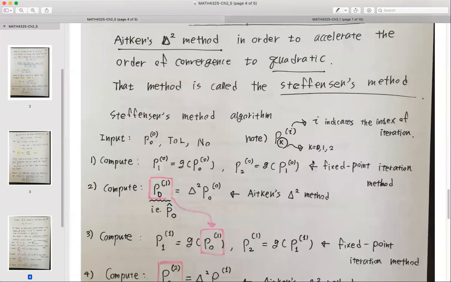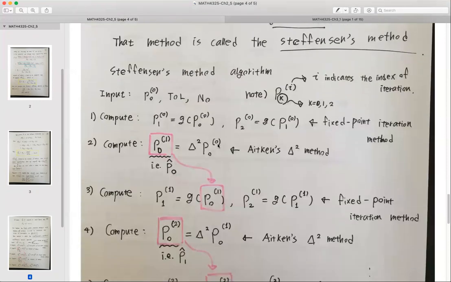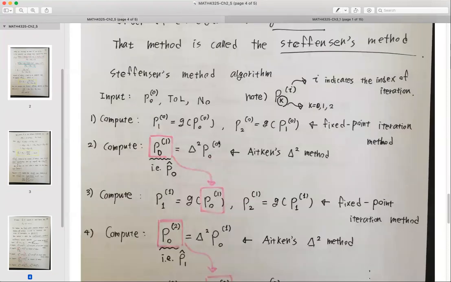So here are the steps of the Steffensen method algorithm. First, p 0 is the initial approximation, TOL is the tolerance, and N sub 0 is the maximum number of iterations.